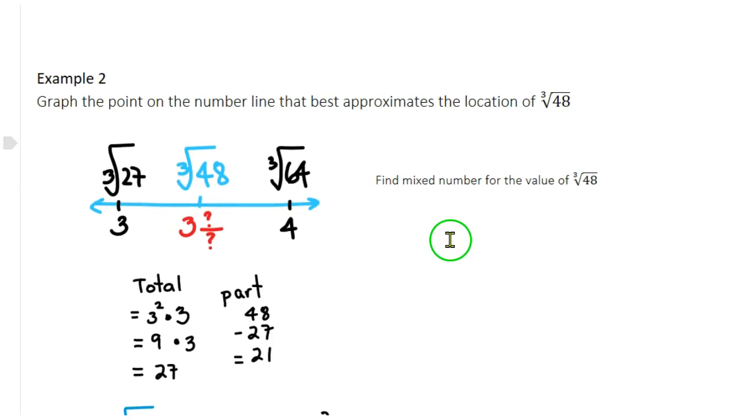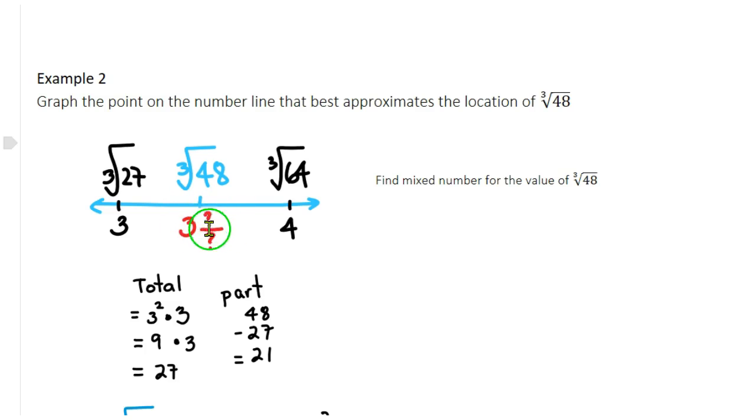Now let's see example number 2. 48 is a non-perfect cube. So we find the perfect cubes where 48 lies between, 27 and 64. The cube root of 27 is 3. The cube root of 64 is 4. Now, what is the value for the cube root of 48? We know that it's more than 3.